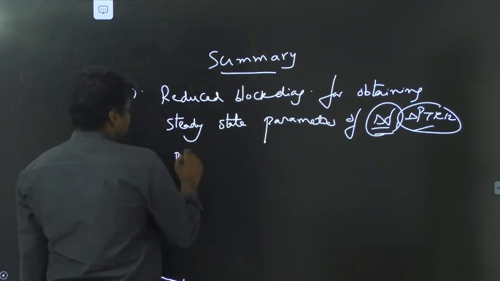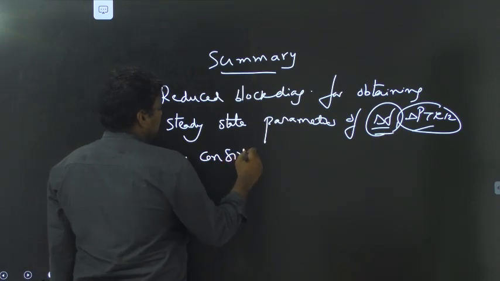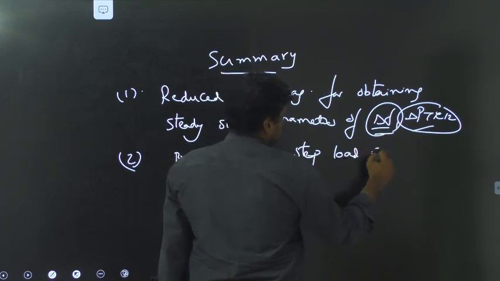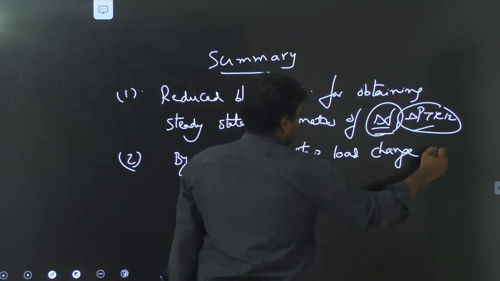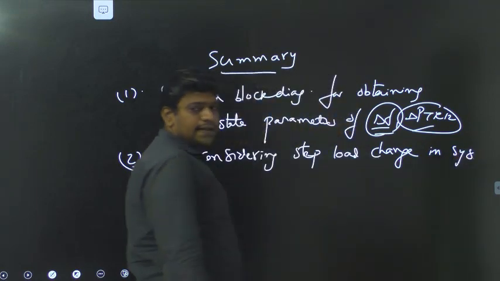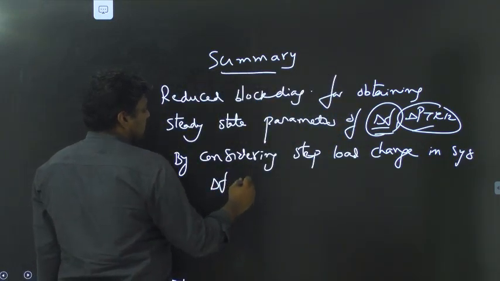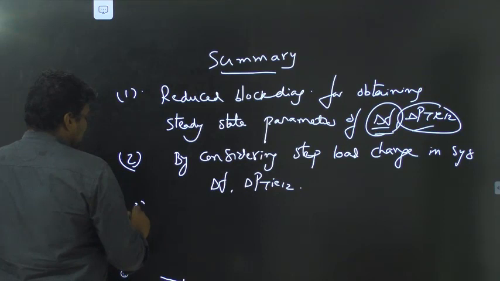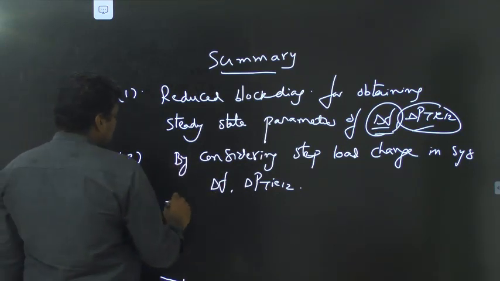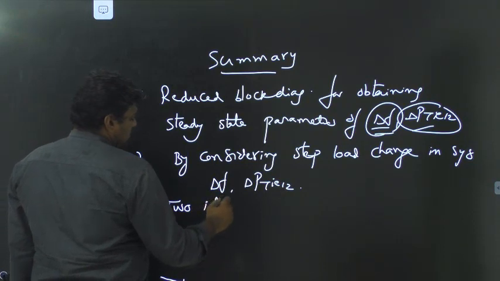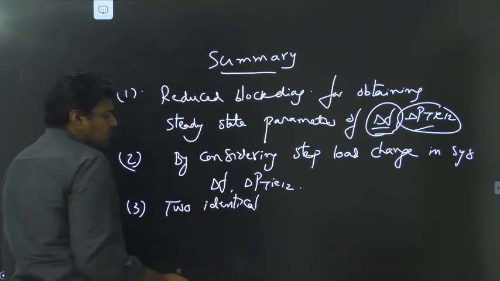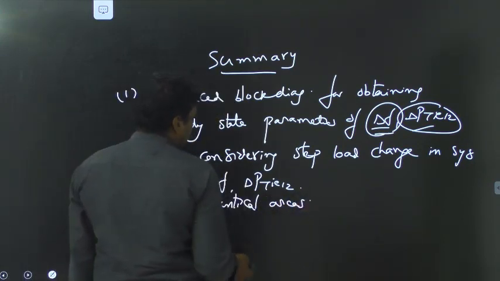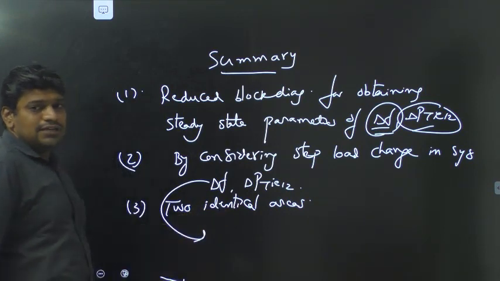Okay, second point, by considering step load change in the system, we have derived the expression for change in frequency as well as change in tie-line power. Okay. The same expressions are reduced by considering the two identical areas. We are considering single area 1 and single area 2 of identical in nature. So two identical areas, and we have derived the expression for the same delta F and delta Ptie12.